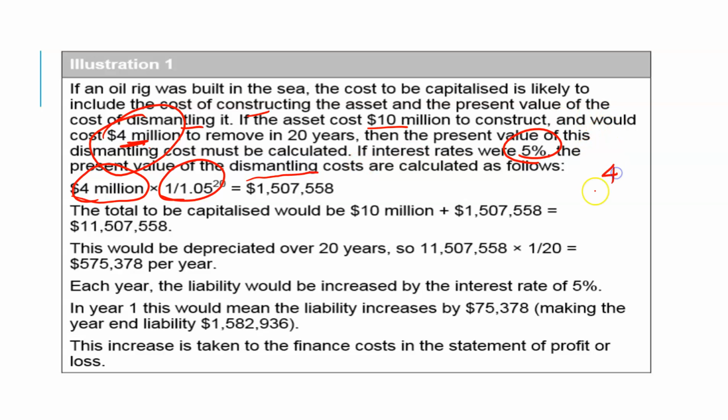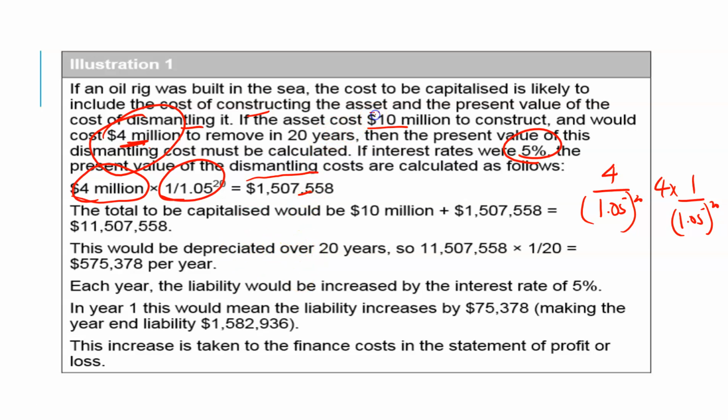So I literally said 4 divided by 1.05 raised to the power of 20, right? Which is the same thing, of course, as saying 4 times 1 over 1.05 raised to the power of 20. So just put that in your calculator, and you get roughly 1.5 million.